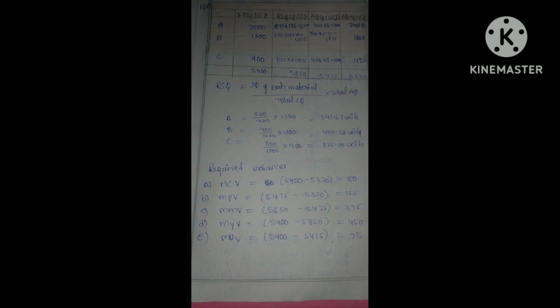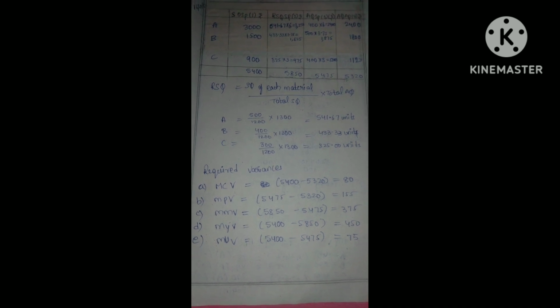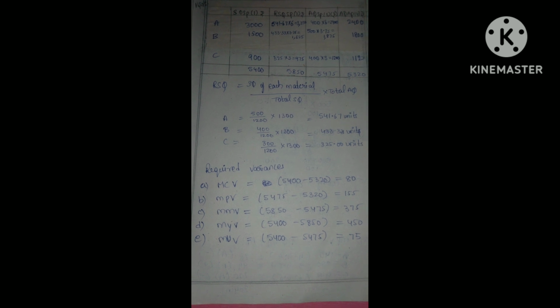So now we have found out RSQ. Now we have to multiply it with standard price. In the question he has given the standard price, right? So multiply with them. So 541.67 units of material A into 6 rupees, we will get 3250. And 433.33 units of material B into 3.75, the standard price of material B, we will get 1625. And 325 units of material C into the standard price of material C, we will get 975. So now we have to calculate AQ into SP.